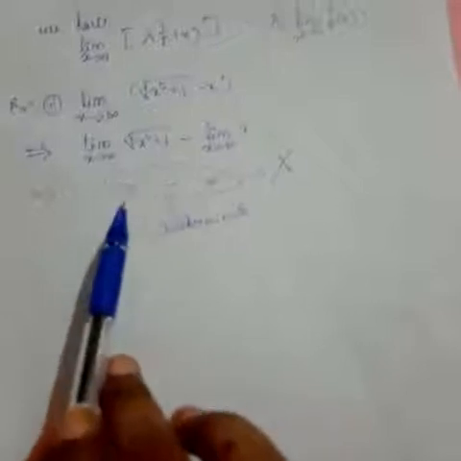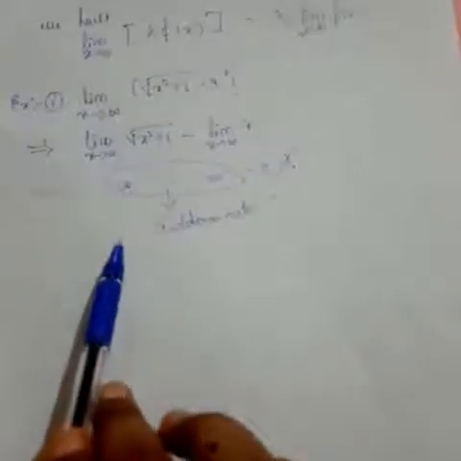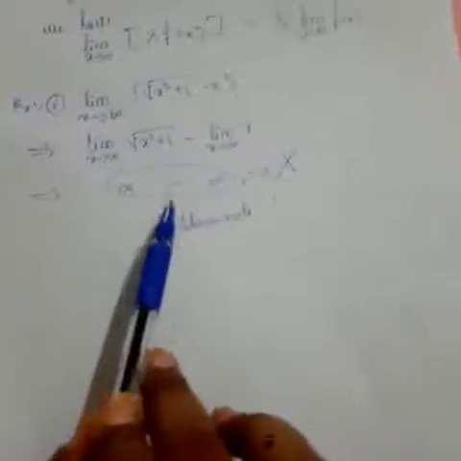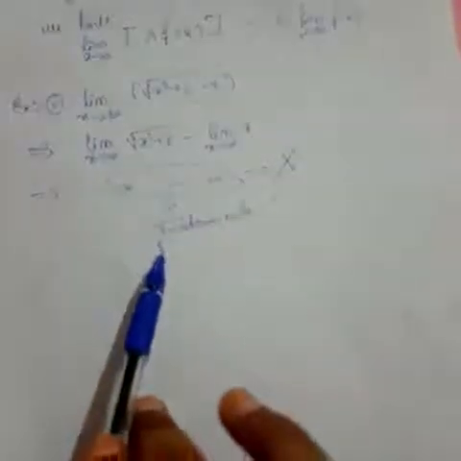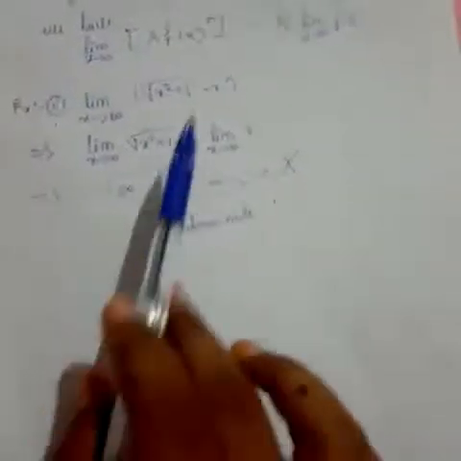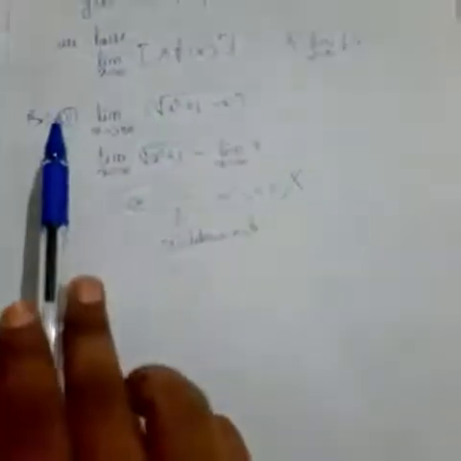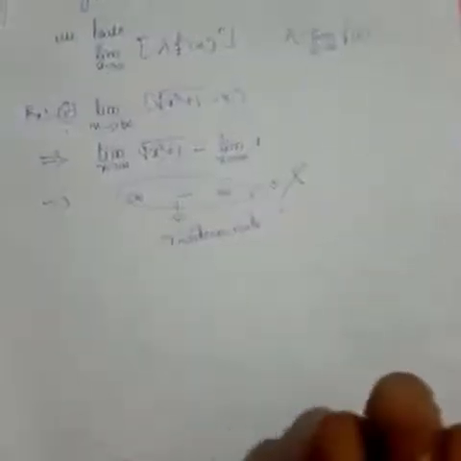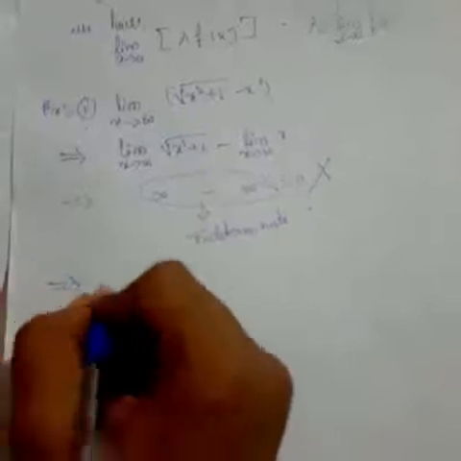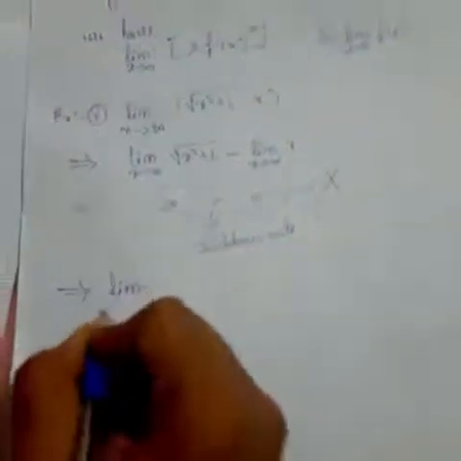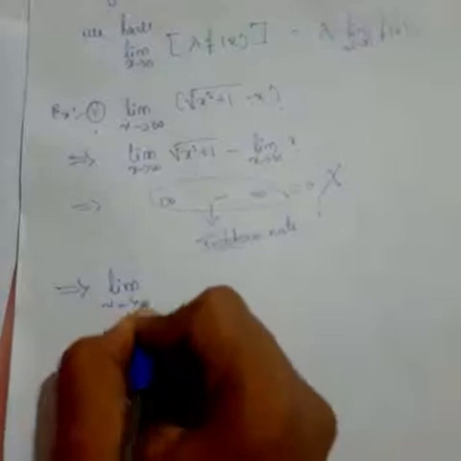Then how to solve such an example? What I told you in the direct method: if you get a finite value, that's fine. If you get indeterminate, first go for factorization. There is no such factorization here, think, factorization does not work. So next go to the rationalize method. Limit x tending to infinity. How to do the rationalize method?